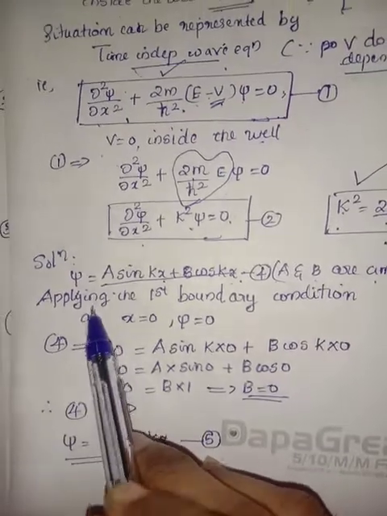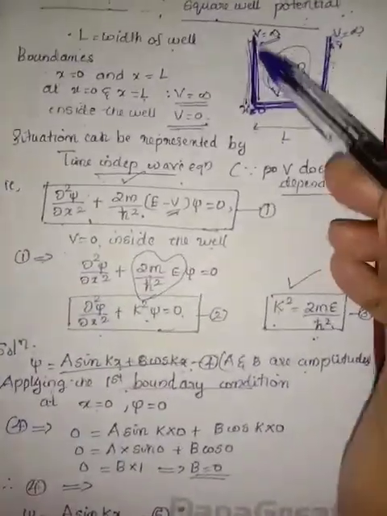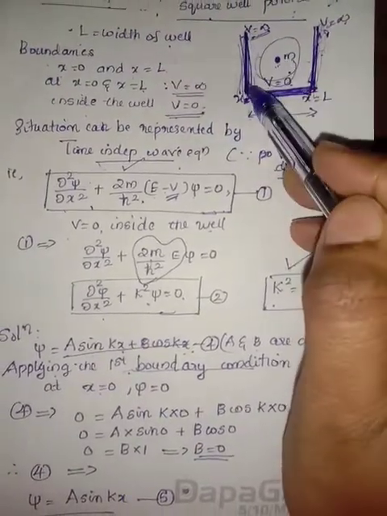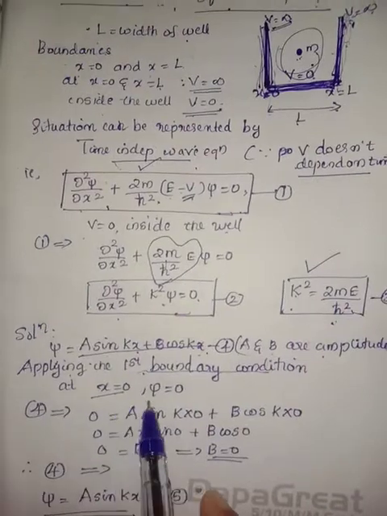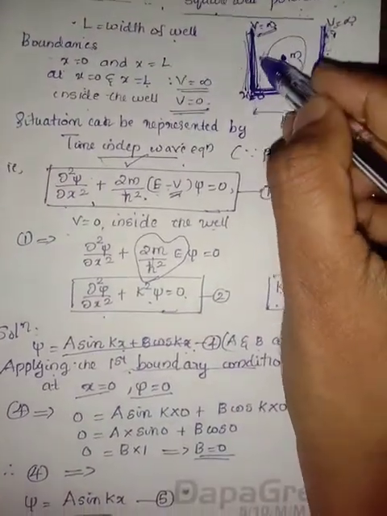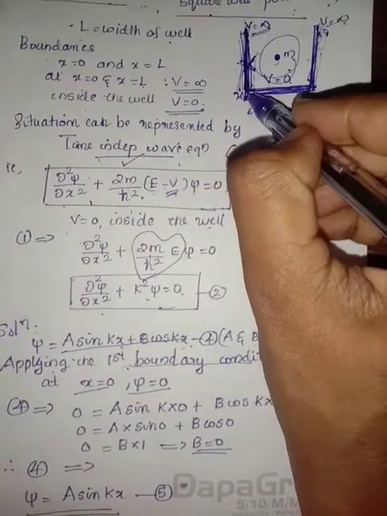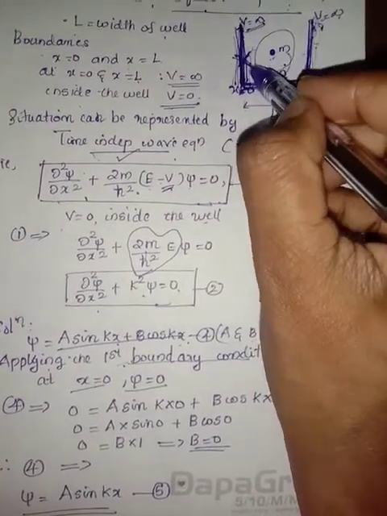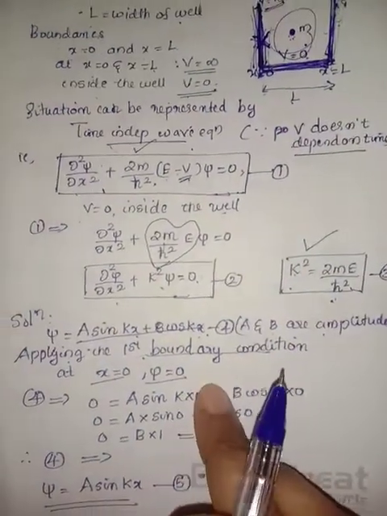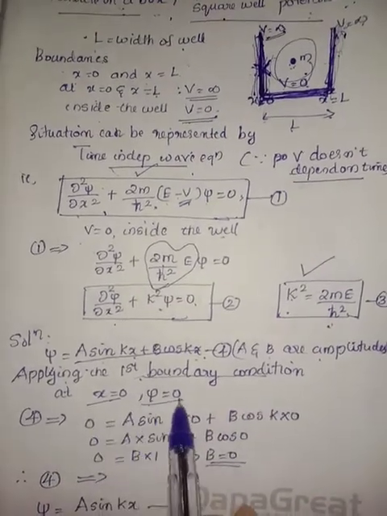Now we are applying the first boundary condition. The first boundary is given by x equal to 0. At x equal to 0, the wave function is equal to 0, because the particle cannot exist at this boundary. If there is no particle, there will be no wave function. So at x equal to 0, psi is equal to 0.